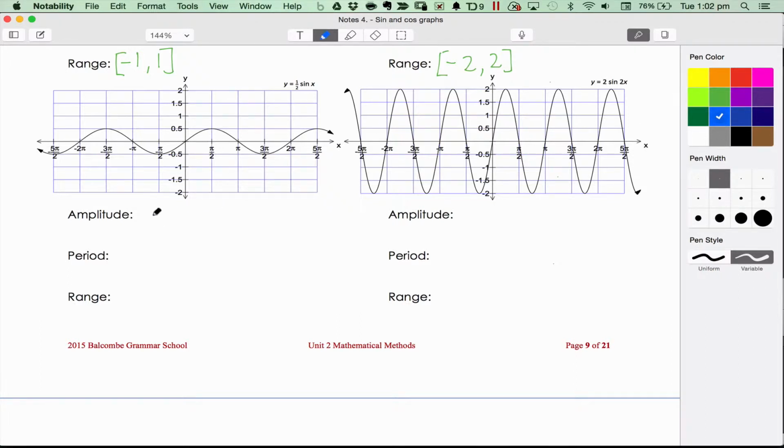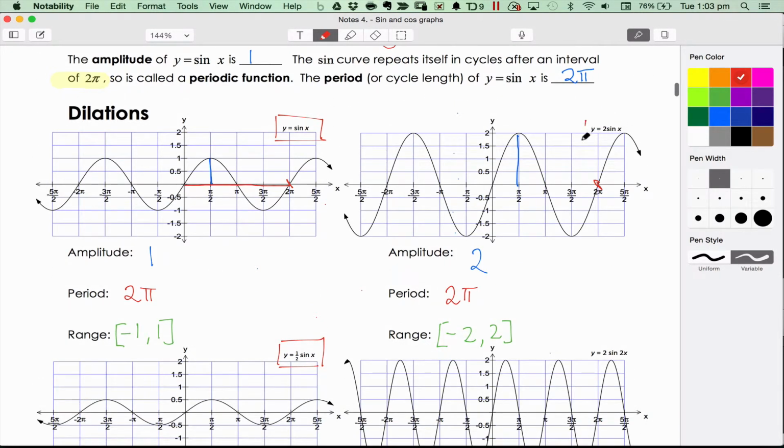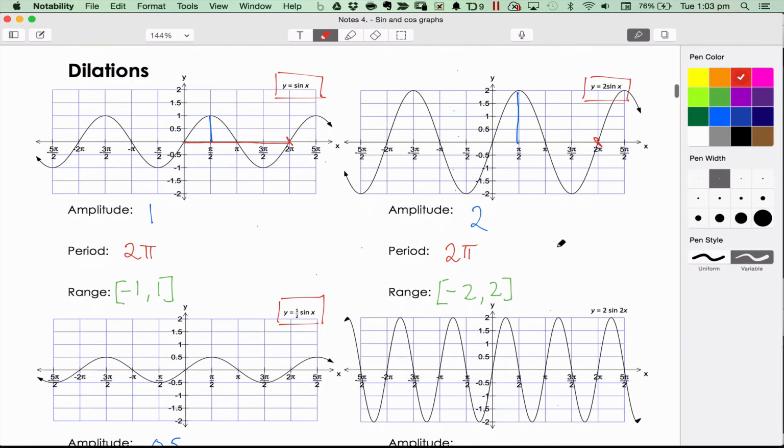Amplitude here is only 0.5. Period is 2 pi again. And the range is -0.5 to 0.5. I've forgotten to highlight the equation of the graphs. This was 1/2 sine x, so there's a half out the front. This one up here was 2 sine x, so make sure you keep track of which graph goes with which equation.